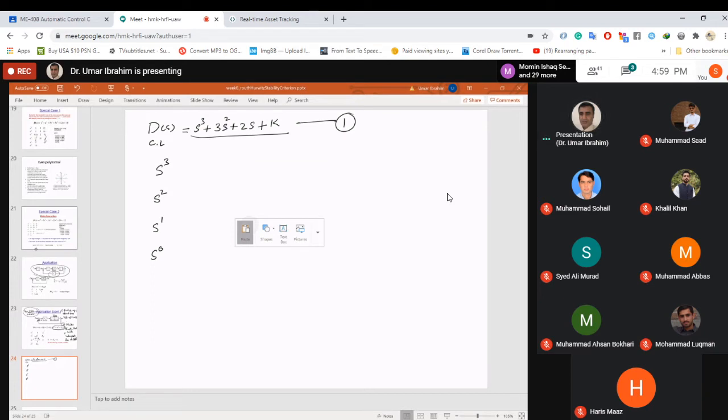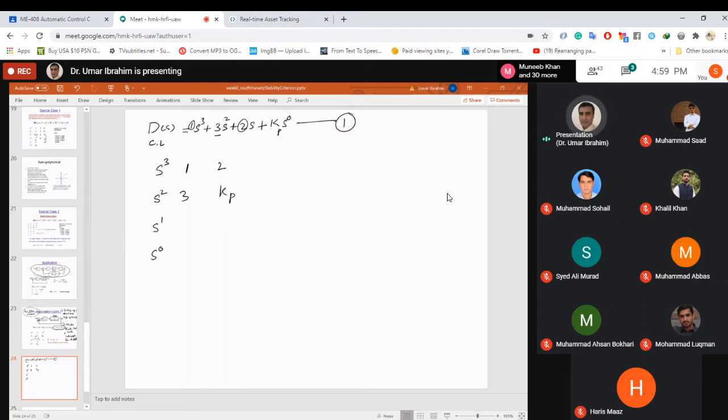So starting with the highest odd polynomial term, which is s cubed, its coefficient is of course 1. The next odd polynomial power term coefficient is 2. Since s raised to the power 0 is not an odd term, we'll move to the even polynomial. The highest even polynomial term coefficient is 3, and the next even polynomial coefficient term is Kp.